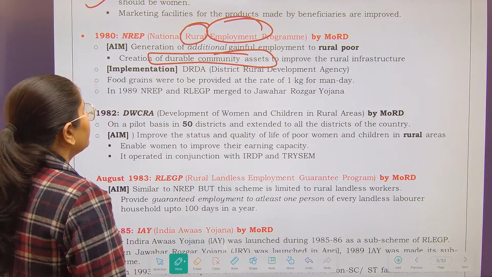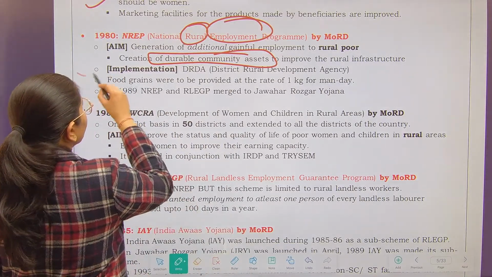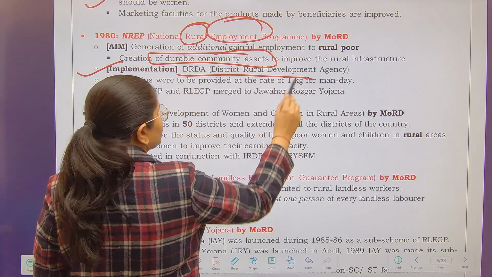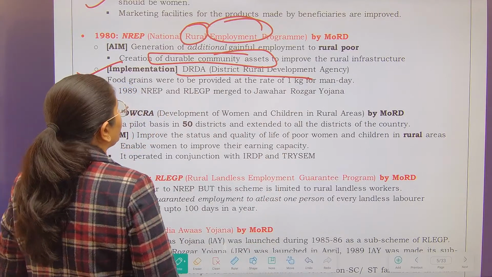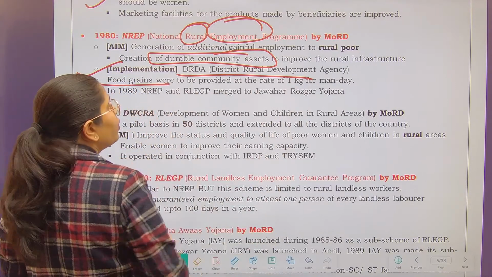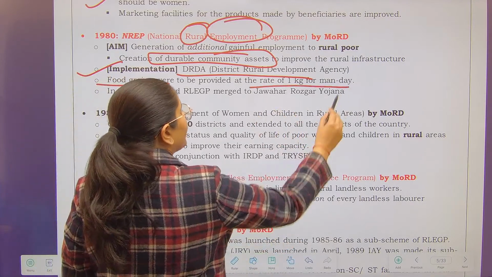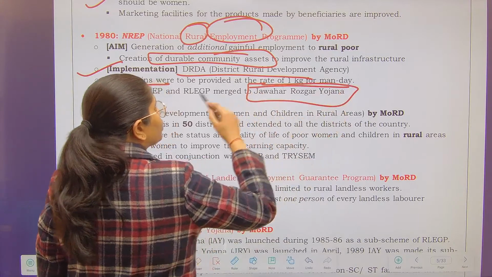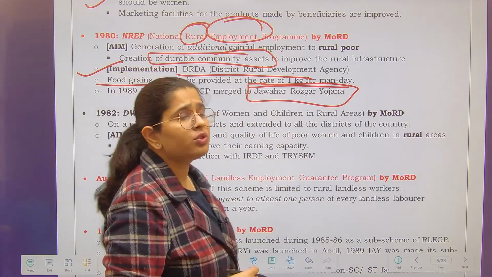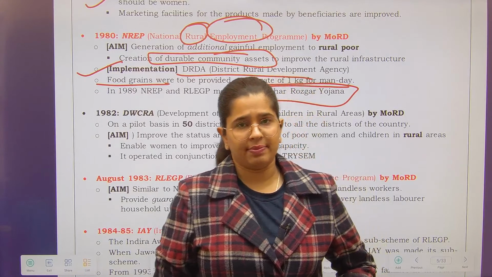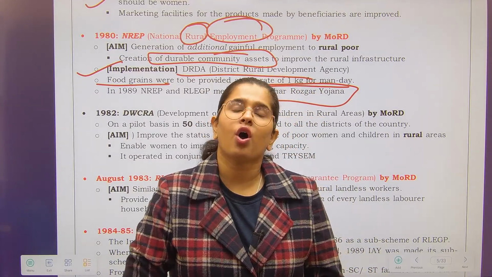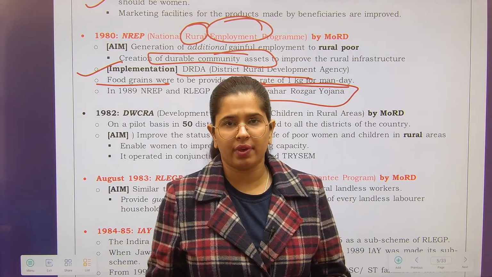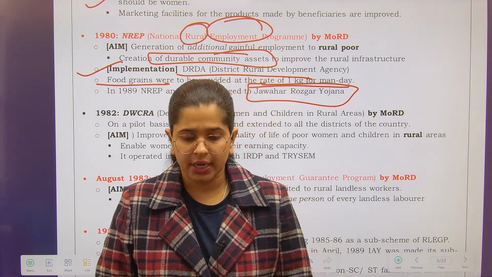So see over here. Who is going to implement this particular National Rural Employment Program at that particular time? So DRDA, District Rural Development Agency. What they used to do over here is food grains were to be provided at the rate of 1 kg per man day. Later it got merged under the Jawahar Rojgar Yojna, and you will see there are so many employment related schemes, right? And eventually all of these have got merged under your MG Narega. Eventually every employment related scheme.